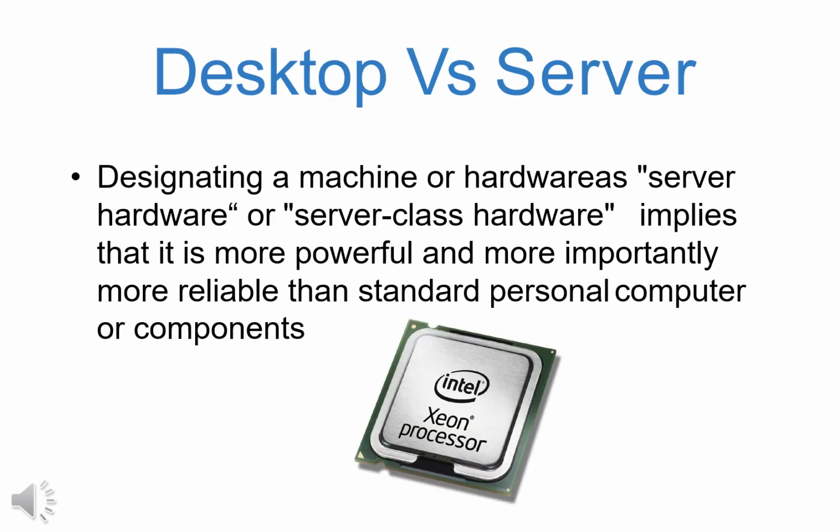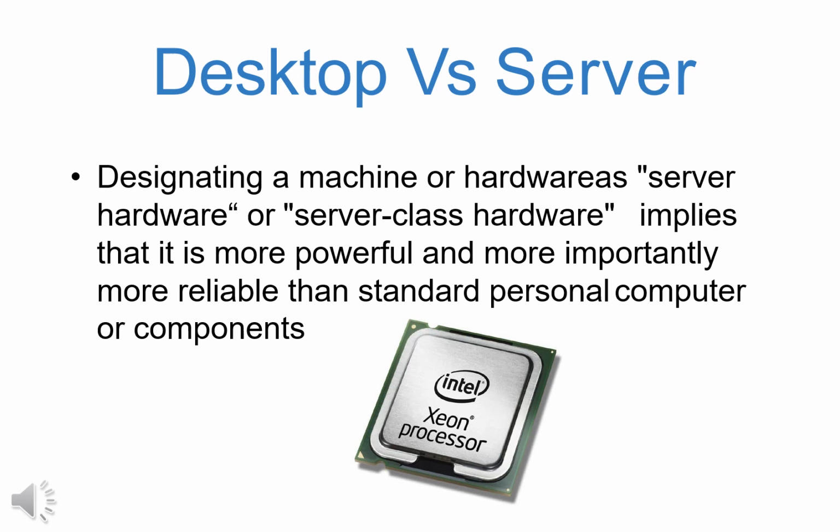Now, what is the difference between desktop and server, or desktop versus server? Designating a machine or hardware as server hardware or server-class hardware implies that it is more powerful and, more importantly, more reliable than standard personal computers or components. Students, a desktop is a personal computer where we have some personal information and personal data on which we are working, and the server is the master computer.